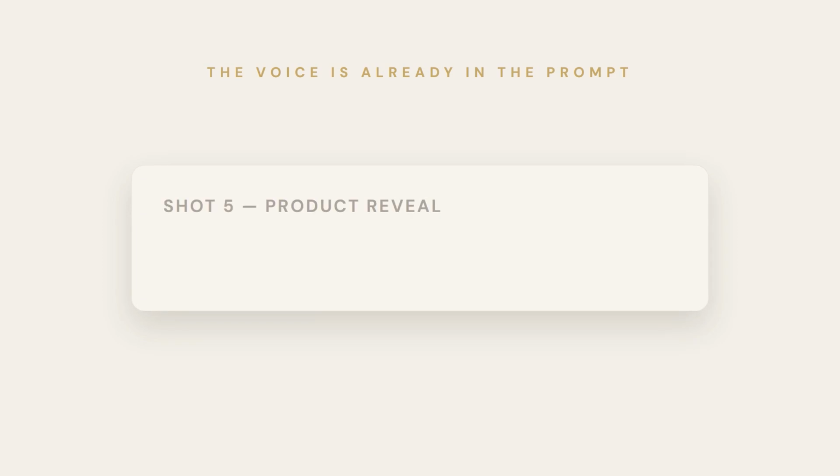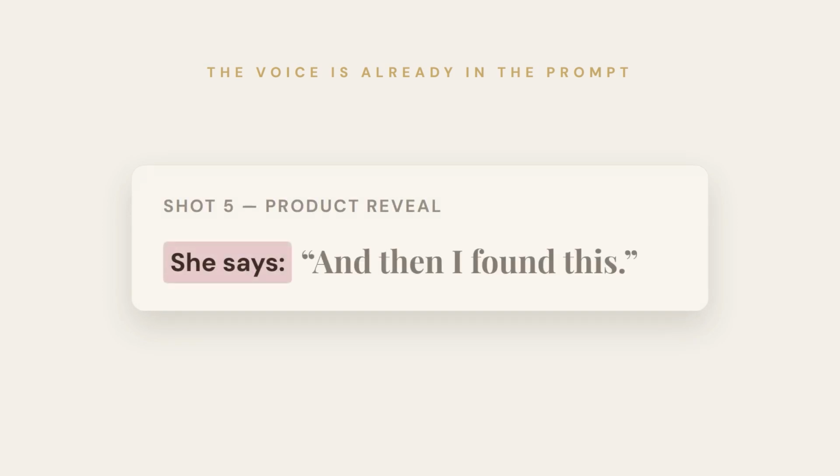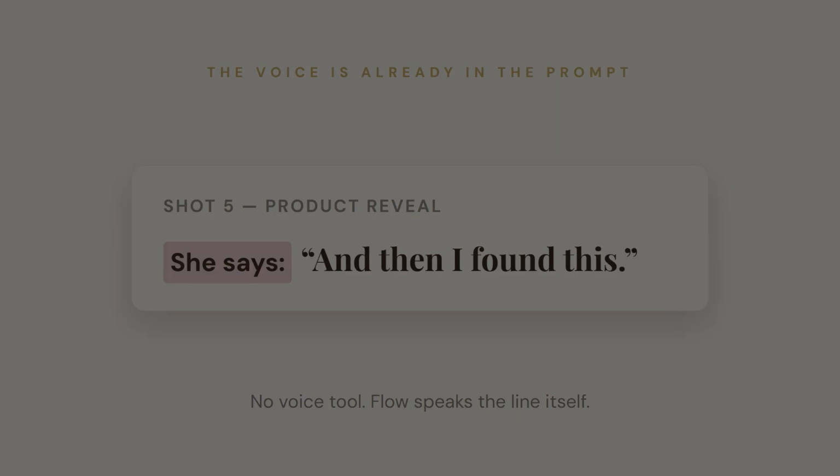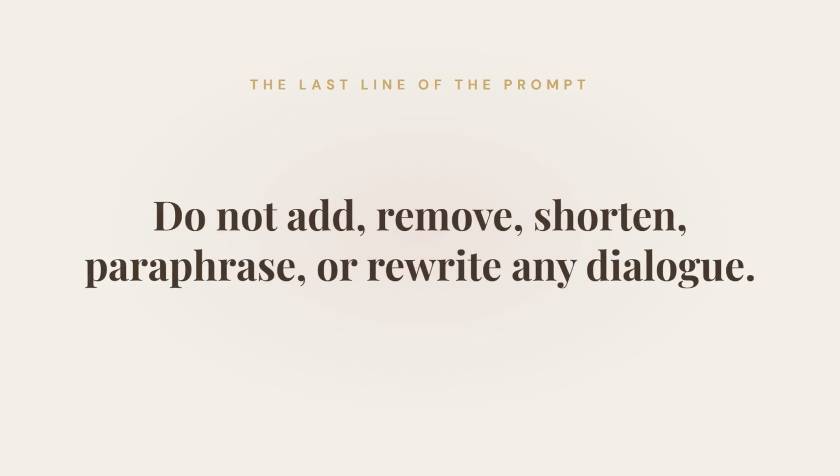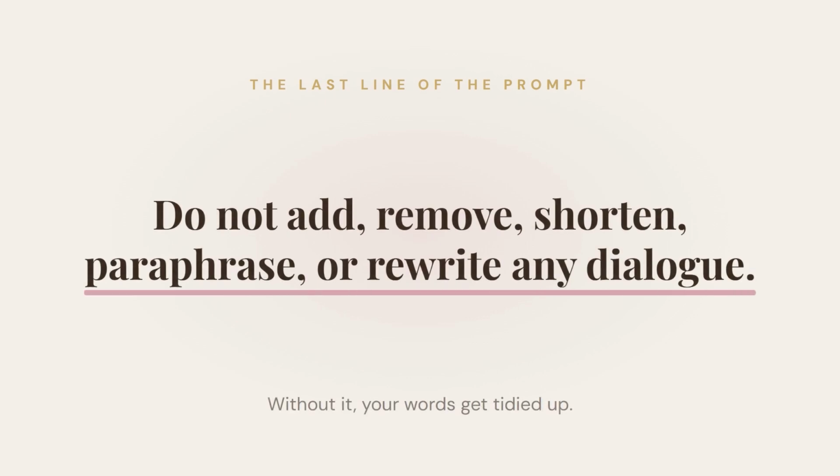Now, the voice. You don't need a separate tool for this at all because it already happened. Look back at the prompt. Her lines are sitting inside it, written as she says with the line underneath. So, Flow speaks them for her and it holds the same voice across every clip. And this is why the last line of my prompt tells it not to add, remove, shorten, or rewrite any dialogue. Without that, it tidies up your words for you, and the whole thing stops sounding like a real person.